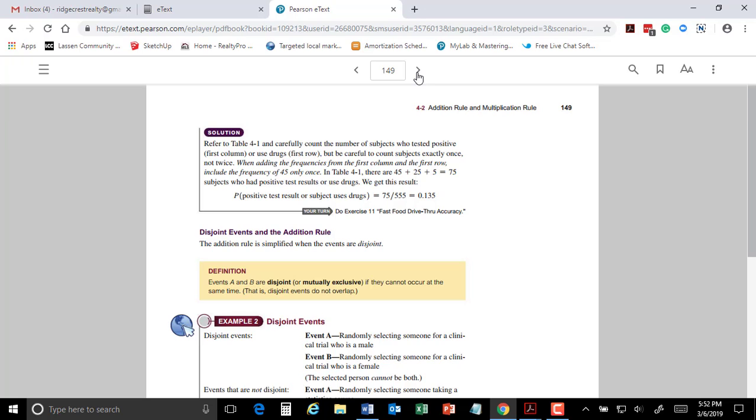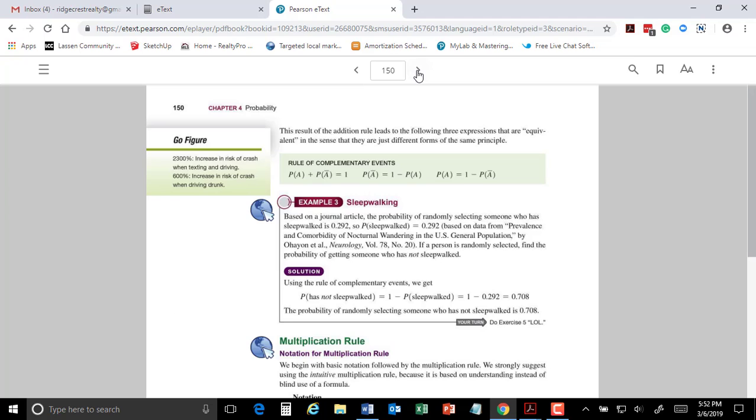Okay, let's try some problems here eventually. This is something I went over already, that the probability of A plus the probability of A not is equal to 100%, and these are just algebraic manipulations of the same equation. Okay? And now we talk about the multiplication rule.